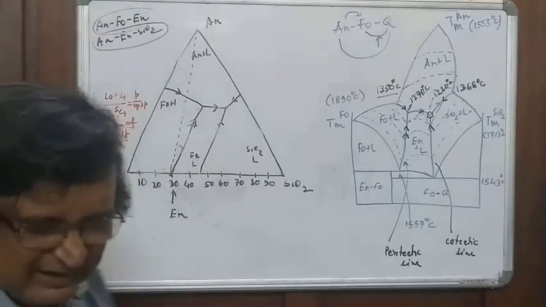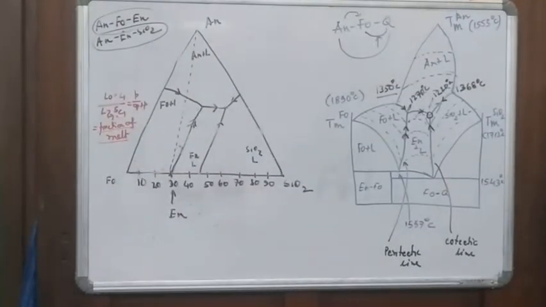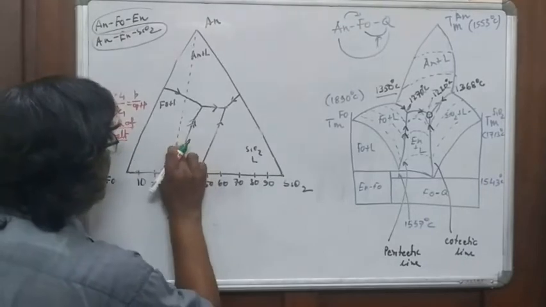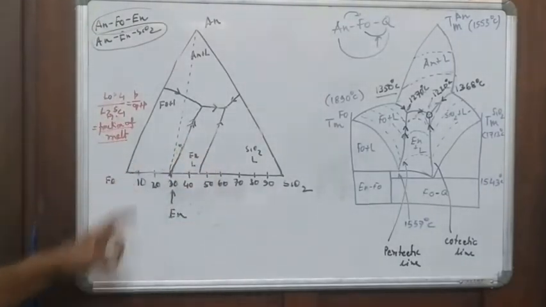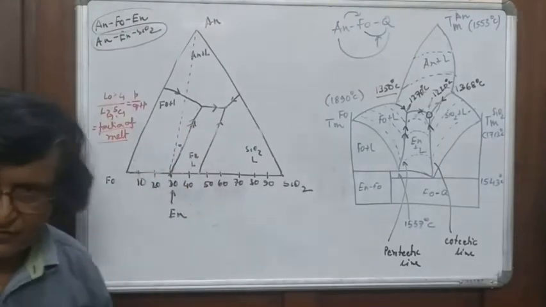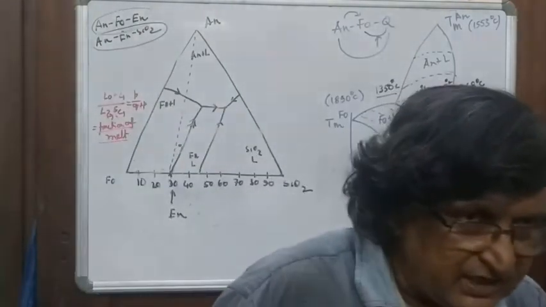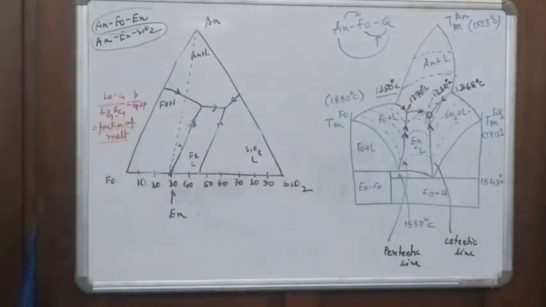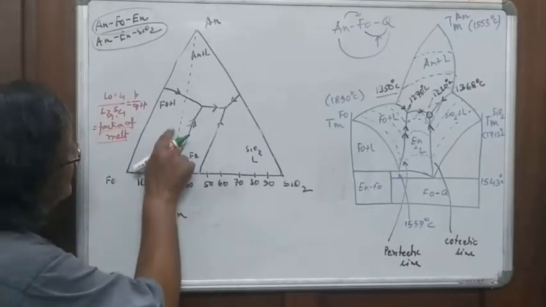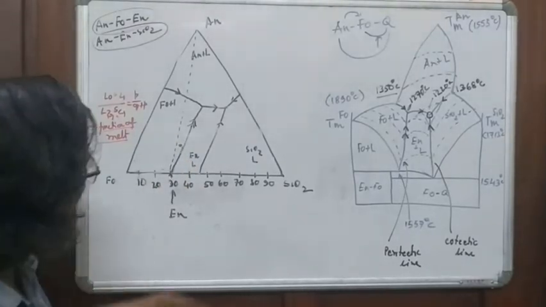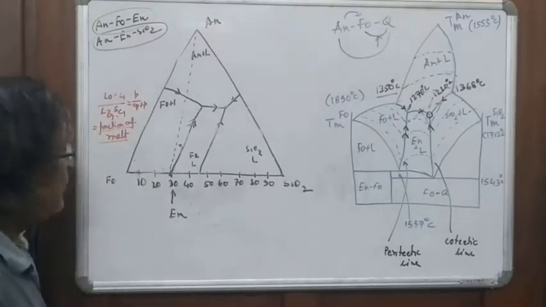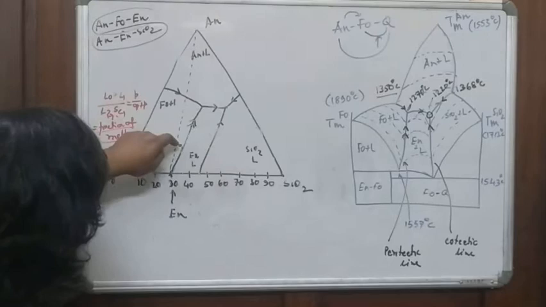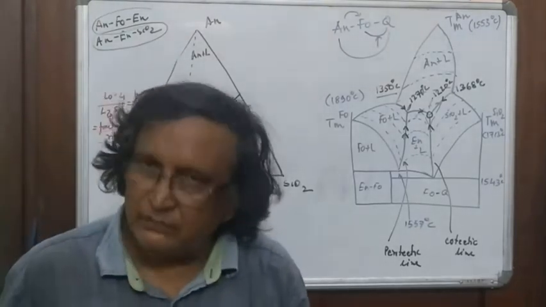I am taking a point here. Look at the position of the point. I am outside this. I have done it deliberately. Last time, I took a point on this side of the line. Now, I am taking a point this side. But the point plots on the forsterite liquidus field.